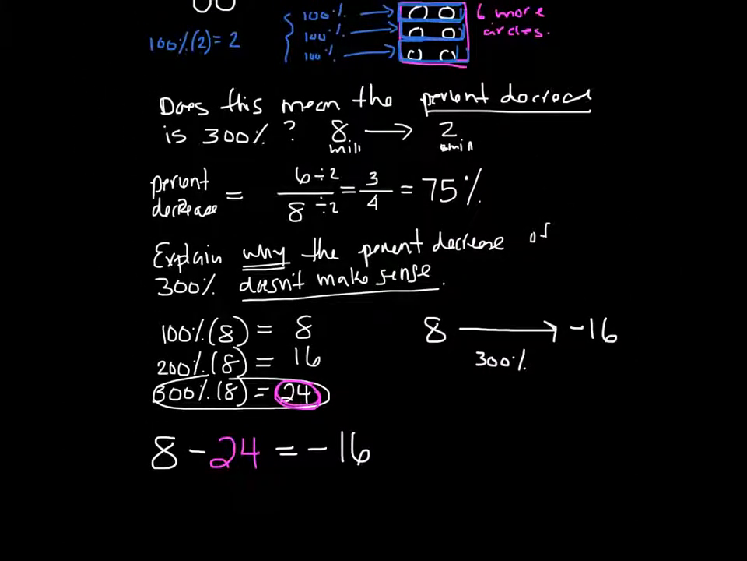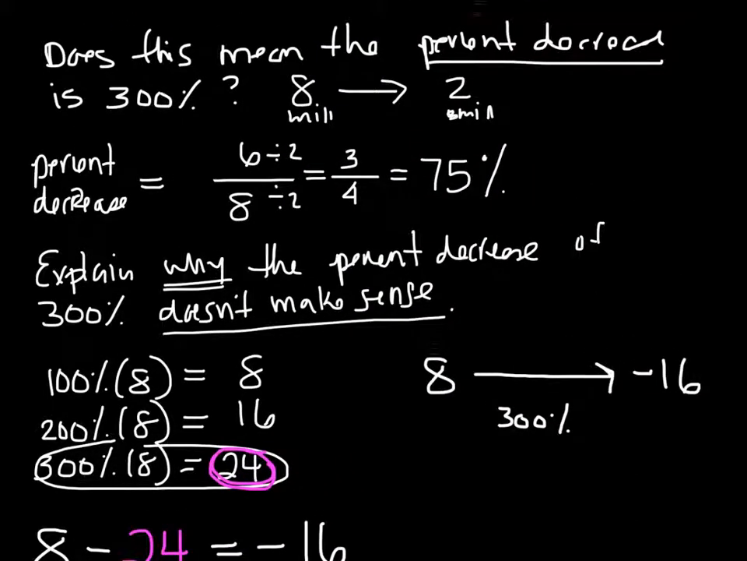And hopefully the 75% does make sense, because from 8 to 4 we know is 50%, right? And then from 4 to 2 is another 25%. So the 75% does make sense. So when you're working with percent decrease, the quantity can never exceed, it can't be more than 100%.